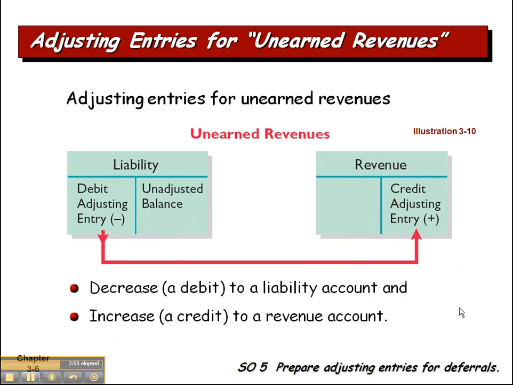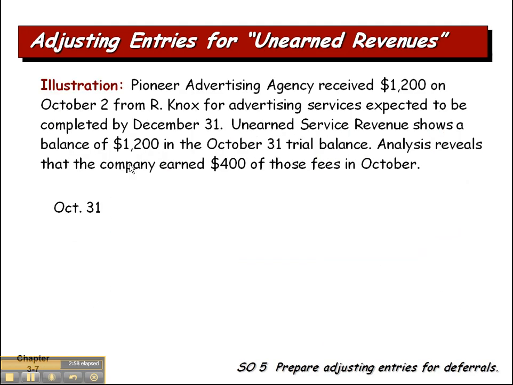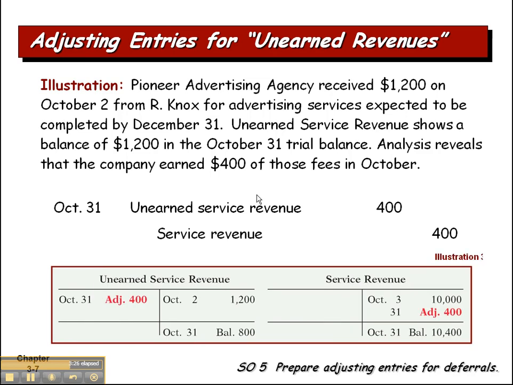We're reducing the book value by doing this. So for unearned revenues, let's try an example. Pioneer Advertising received $1,200 on October 2nd for advertising services expected to be completed by December 31st. Unearned service revenue shows a balance of $1,200 in the October 31st trial balance. Analysis reveals that the company earned $400 on these fees in October. So we're basically taking a liability, reducing it, and making that into revenue. So unearned service revenue for $400, we're debiting that liability to reduce it, and we're getting credit for the actual revenue.